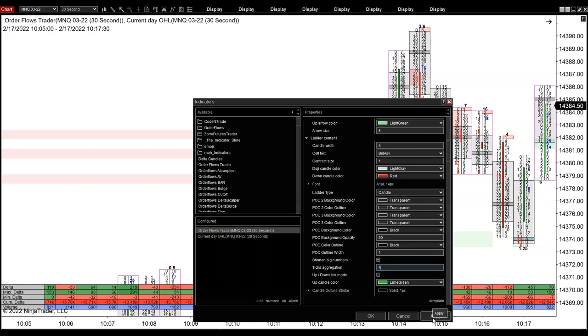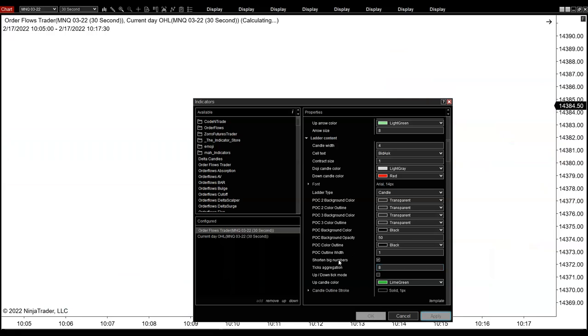Since NASDAQ trades in quarters, you know, 71, 71 and a quarter, or I can change it to 8. That'd be like 2 points. Click apply. The next one I'll talk about is shorten big numbers, okay? But for now, I'll stick with tick aggregation.